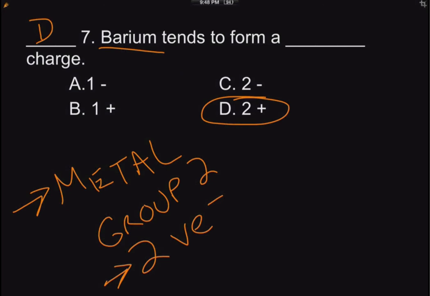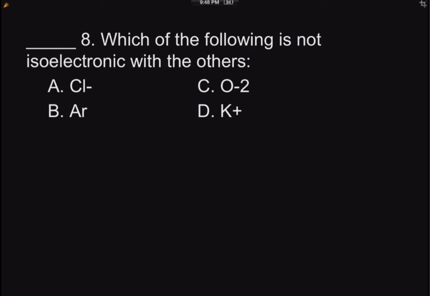Remember, you're losing a negative particle when you lose an electron, which means you end up with a positive charge. Which of the following is not isoelectronic with the others? Isoelectronic is just a fancy way of saying they have the same configuration. So 3 of these elements would look the same if you looked at the electron configurations. One of these things is not like the others. So we can do them out.